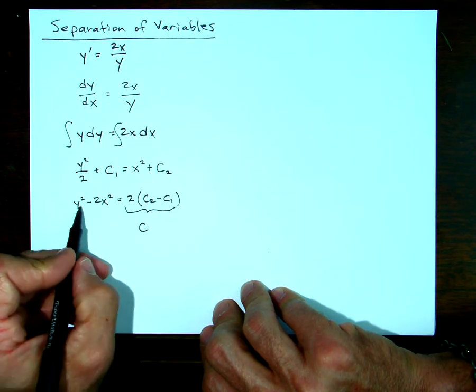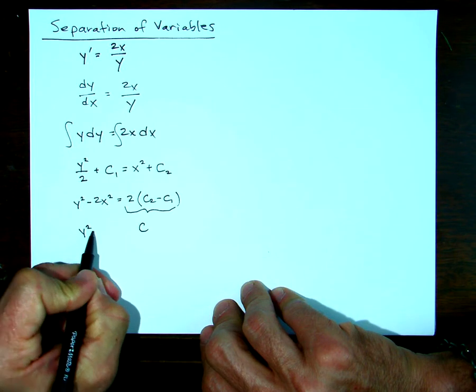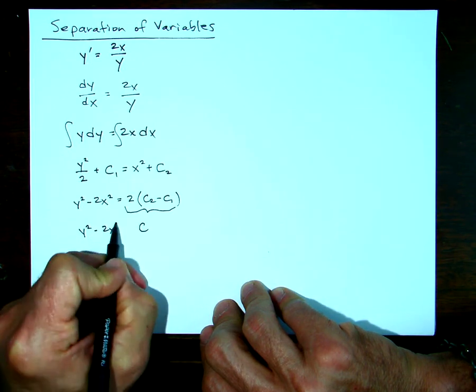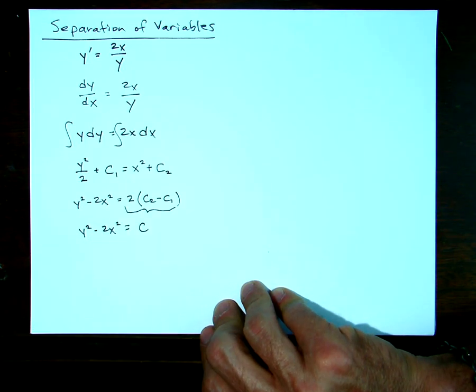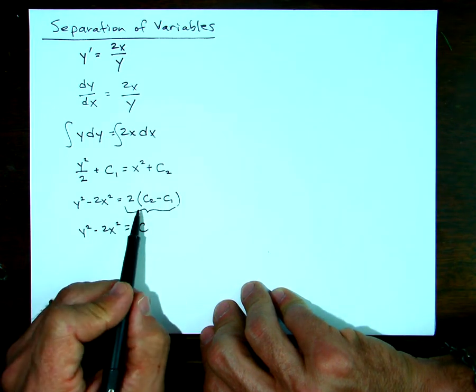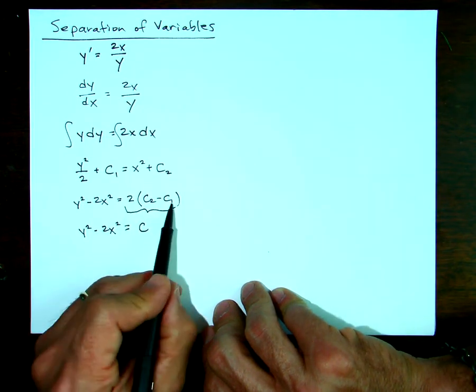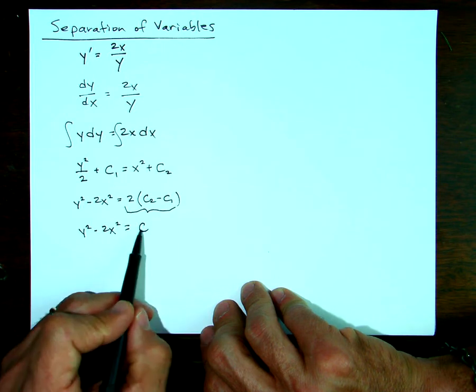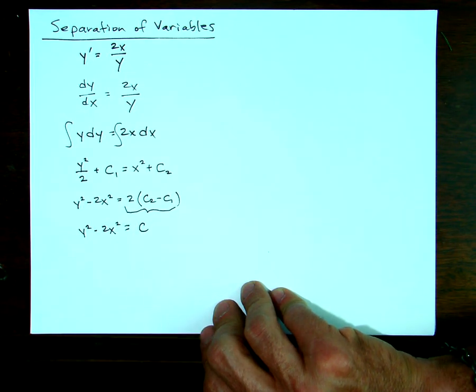And then, of course, on this side, it just stays the same way. So I have y squared minus 2x squared equals c. I know sometimes this can be a little confusing for students, but again, it's really just to simplify it. It's not wrong to have this. It's just simpler to represent the whole thing with some arbitrary constant that we call c.